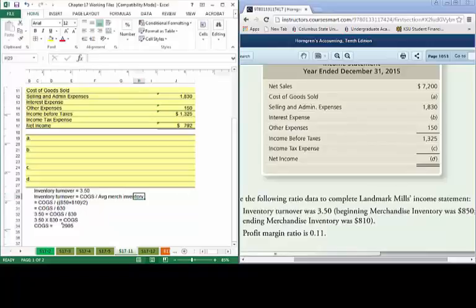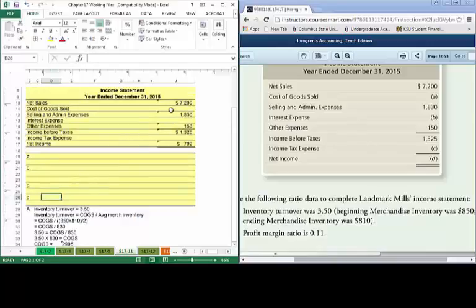So that's how I know. So A, that's how we calculate A. Okay. So that's how we're getting A, which is this one right here. So we've got $2,905.